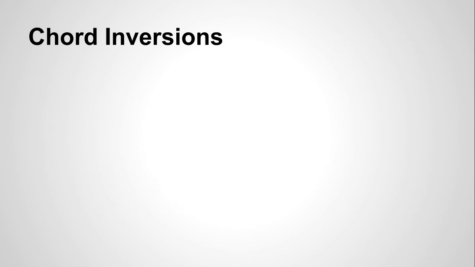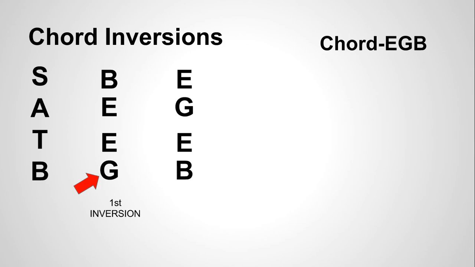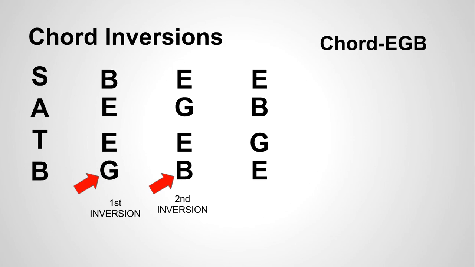Let's do one more. SATB, our chord this time E-G-B. Here we go. What's in the bass? G is, which is the third, which means first inversion. Let's do it again. What's in the bass? B is, which means it's the fifth of the chord here. If you look up at the chord, that means it's second inversion. And then we have this, E is in the bass, which means it's in root position.